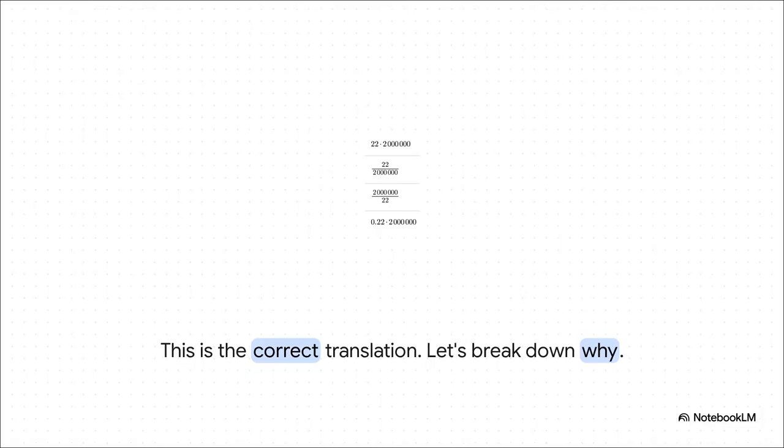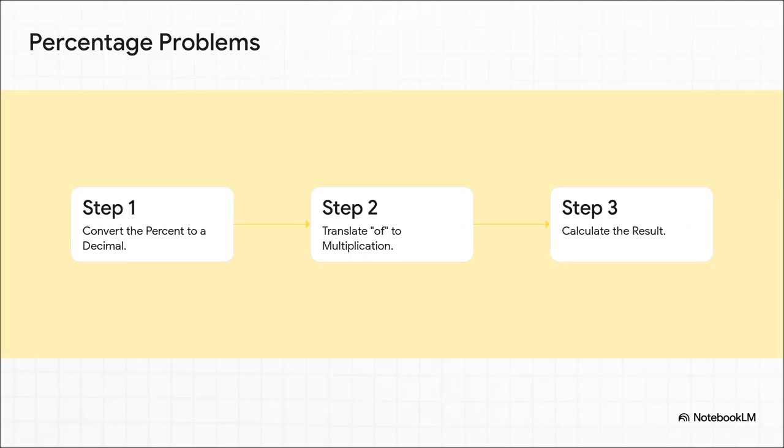But wait a minute, why is it 0.22? Why not just 22? That, my friends, is the second part of the code we've got to crack. Yeah, you can't just throw the number 22 into the multiplication. See, percentages have to be converted into their decimal form before you can use them in an equation. So this little three-step process is your go-to game plan for any percentage problem. Think of it like a simple recipe you can use over and over again.